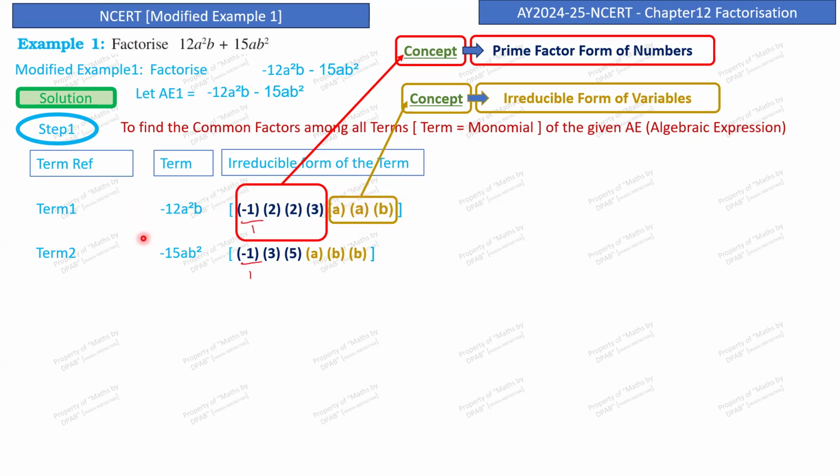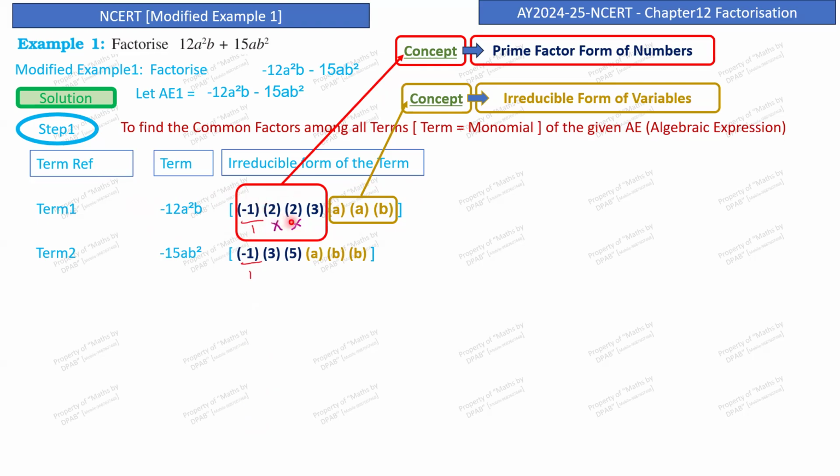So here we have term 1 and term 2, only 2 terms. By default, we need to take the first term. All the factors, we are just going to check whether it is available as a common factor in all the other terms. So minus 1 is the first factor. Is it common for term 2? Yes, it is. So the first common factor is minus 1. Now I'm moving to the second factor of term 1, which is 2. Whether it is available in term 2 as a factor? No, it's not available. So I'll put a cross mark here.